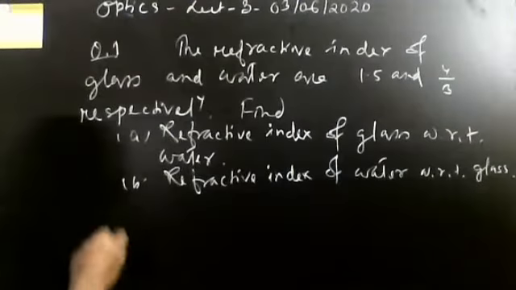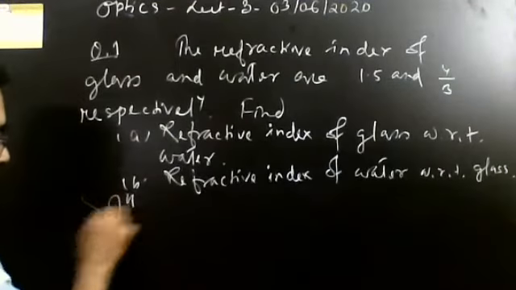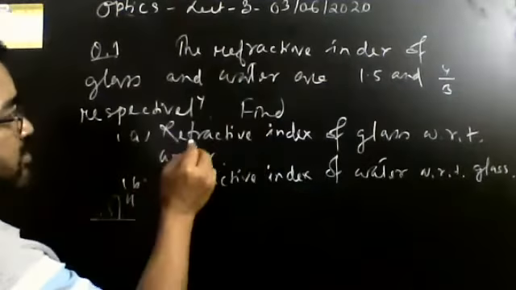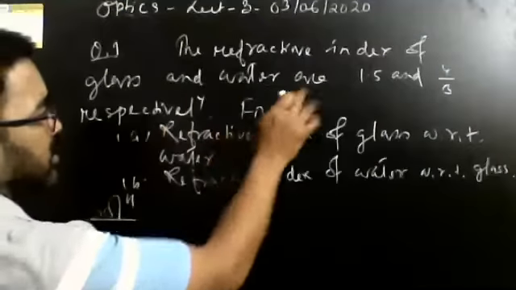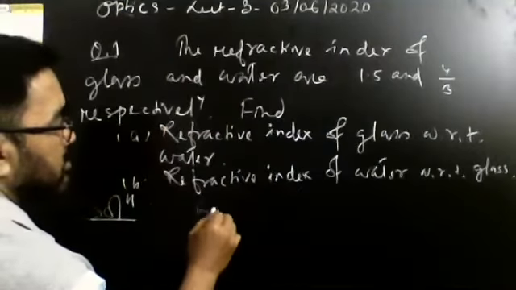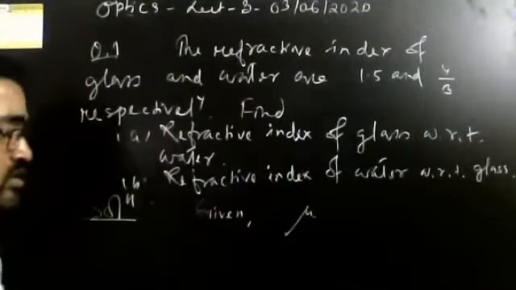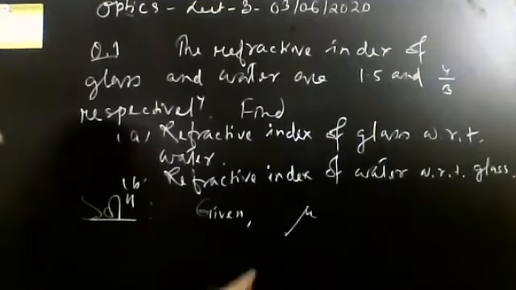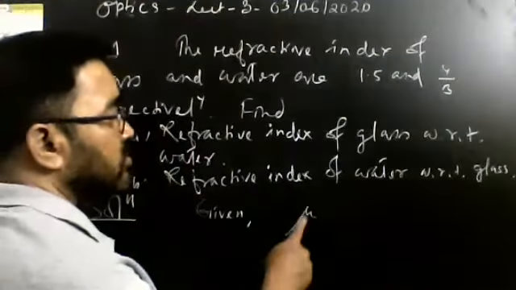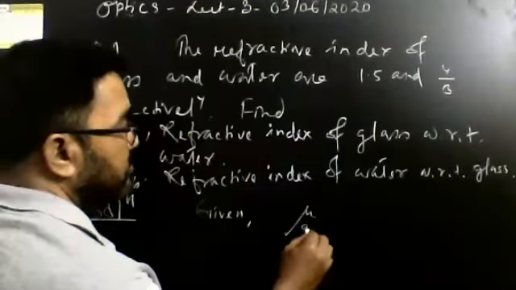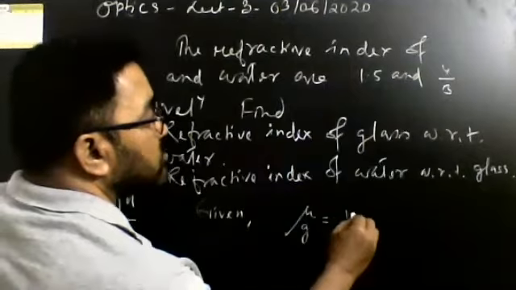So solution, how will you solve this? Very simple. What are the givens? Let me write mu in place of n. Mu is the symbol which represents refractive index. Mu g is 1.5.